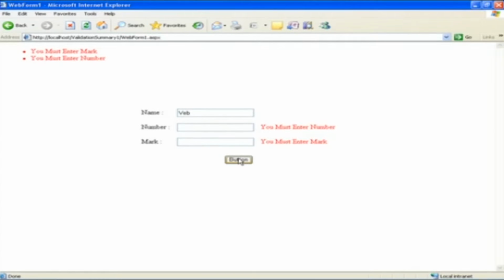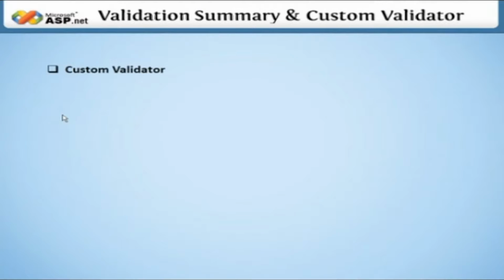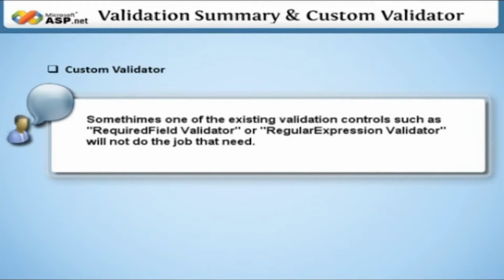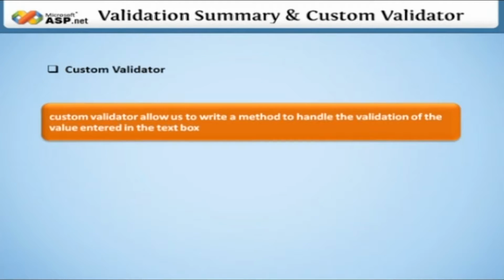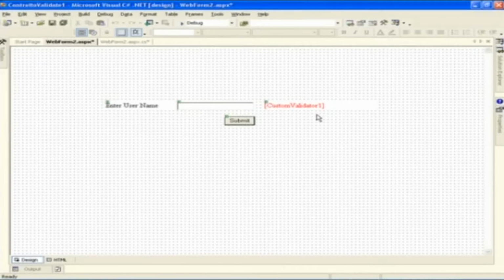Okay, let's talk about Custom Validator. Sometimes one of the existing validation controls, such as required field validator or regular expression validator, will not do the job that's needed. In this case, we need to use a custom validator to achieve the desired result. So, the custom validator allows us to write a method to handle the validation of the value entered in the text box. Now let's talk about this with a very simple example.